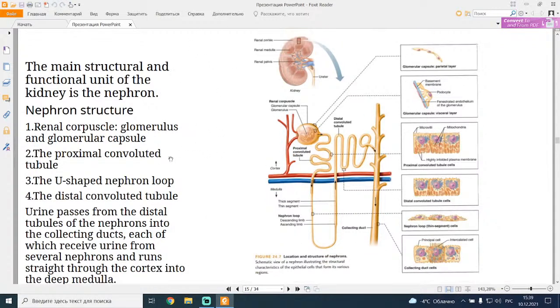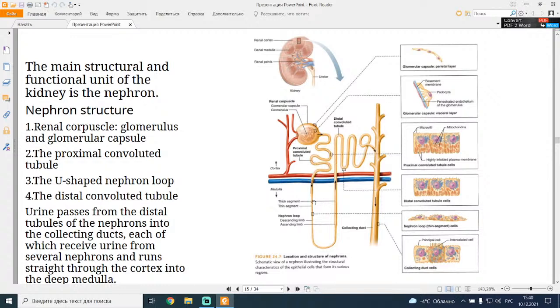The main structural and functional unit of the kidney is the nephron. The nephron includes first the renal corpuscle, which includes the glomerulus and glomerular capsule. The second, the proximal convoluted tubulus.